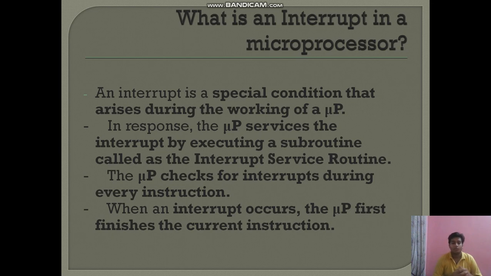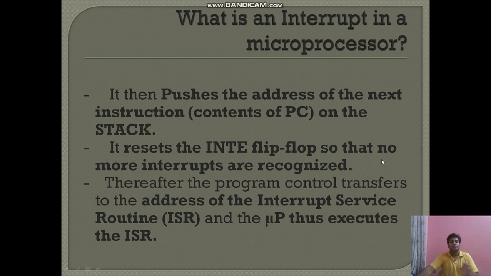When an interrupt occurs, the microprocessor first finishes the current instruction. Then it goes to service the interrupt. It then pushes the address of the next instruction on the stack. We know that all the addresses are stored in the program counter. So at the instant we are at a particular address and an interrupt occurs, it takes the address of the next instruction from the program counter and stores it on the stack.